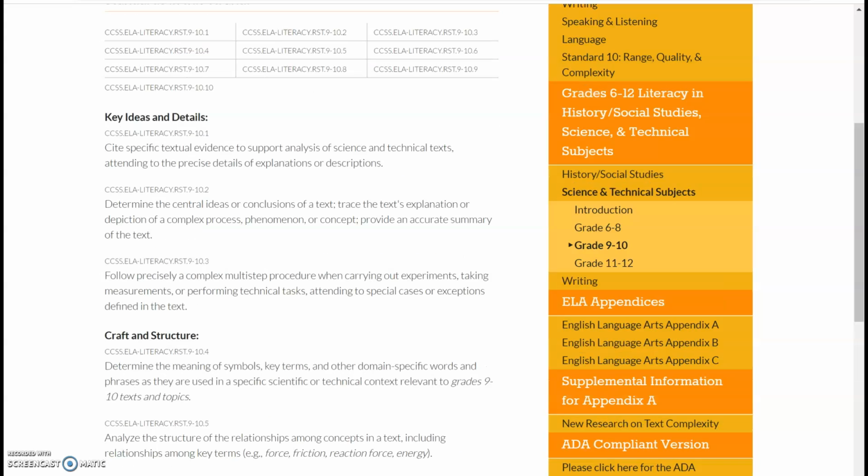So for science and technical studies, they're supposed to be able to cite evidence to support analysis of science. So they're supposed to be able to do basically their own research and produce texts and understand them to help them. I also, again, going back to vocabulary, we have determine the meaning of symbols, key terms, and other domain-specific words. So whenever I've read a scientific journal, they definitely are full of domain-specific words. So helping students with that, especially students who want to be scientists or engineers, I think that will be great for them.